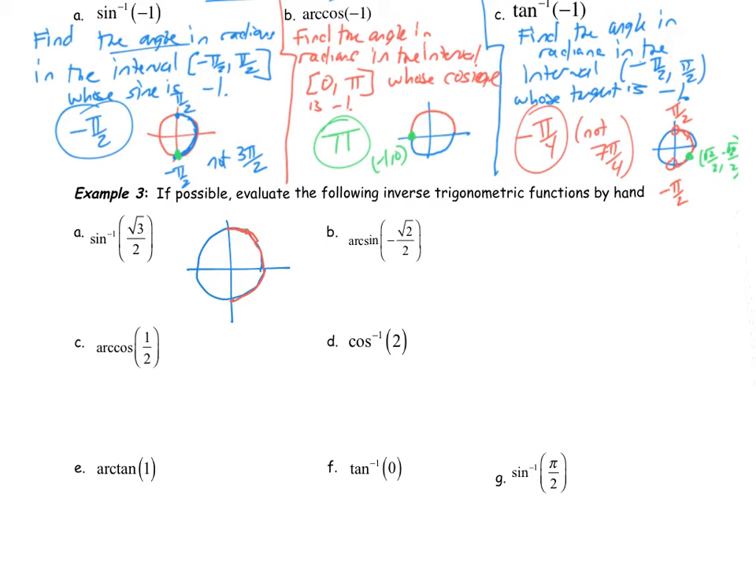So the point that I need to pick is here. This angle is pi over 3. This coordinate is 1/2, rad 3 over 2. So the answer here is pi over 3.